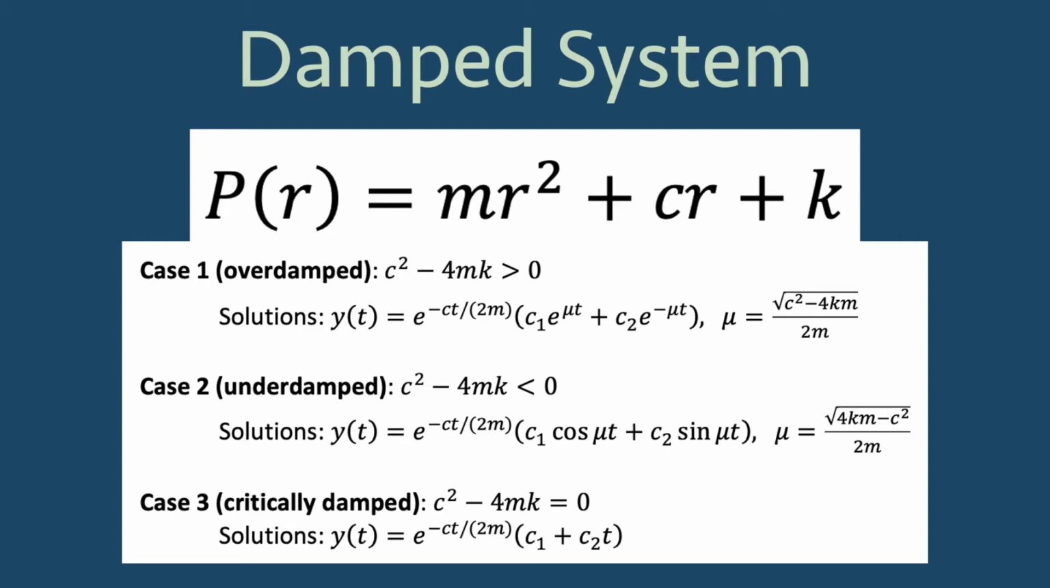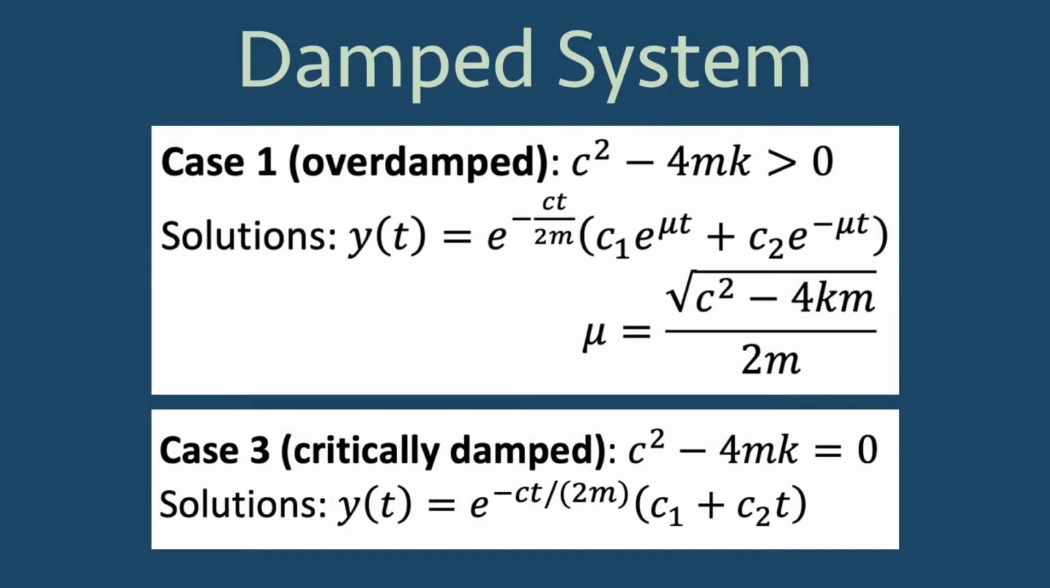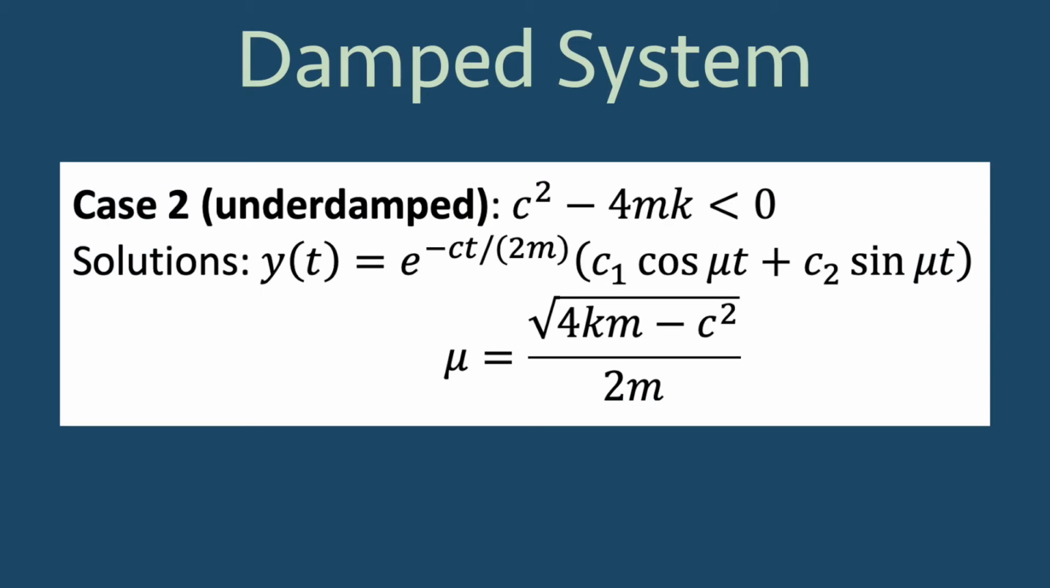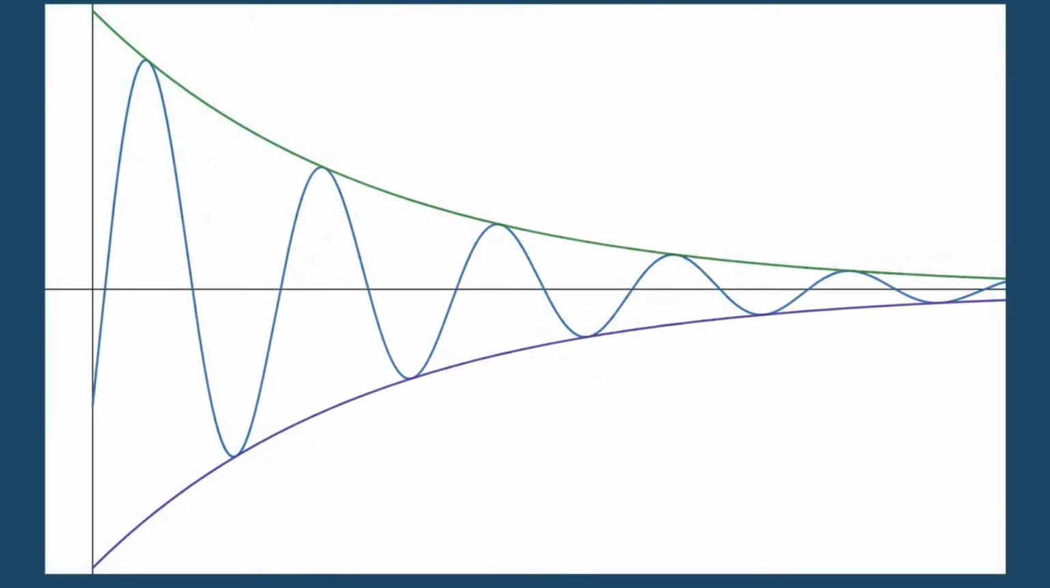In each case, the solutions approach 0 as time tends to infinity, which gives insight into the use of the word damped. In the overdamped and critically damped cases, no indication of oscillation can be detected. But with the appearance of the sine and cosine function in the solutions, the underdamped case does indicate oscillation. In fact, this oscillation is between the curves y equals plus or minus a0 e to the negative ct over 2m, where a0 is the same value used in simple harmonic motion.